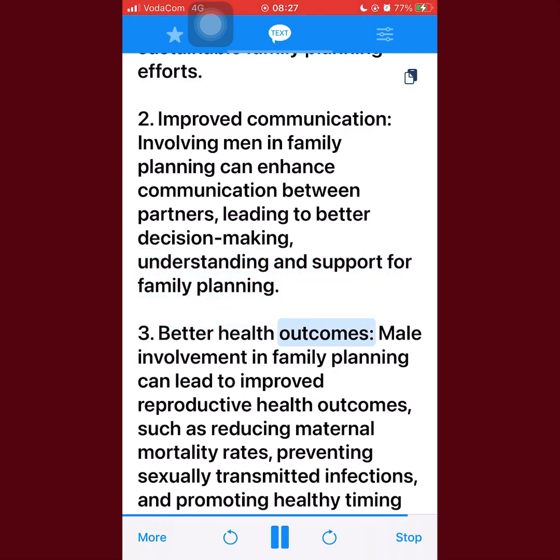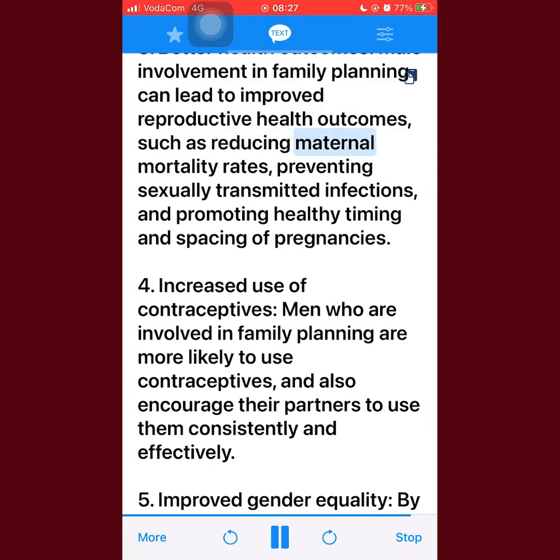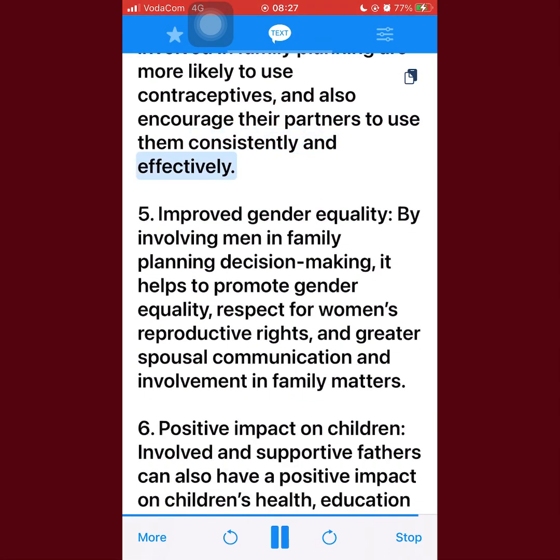3. Better health outcomes. Male involvement in family planning can lead to improved reproductive health outcomes, such as reducing maternal mortality rates, preventing sexually transmitted infections, and promoting healthy timing and spacing of pregnancies. 4. Increased use of contraceptives. Men who are involved in family planning are more likely to use contraceptives, and also encourage their partners to use them consistently and effectively.